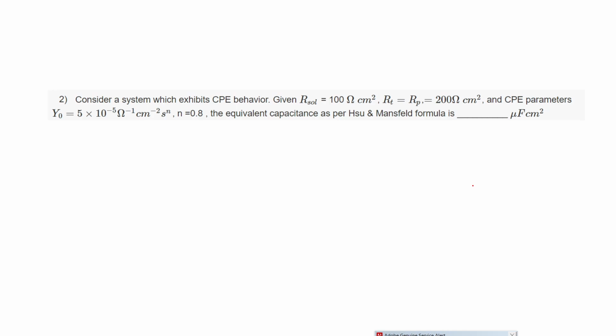So consider a system with CPE behavior. Solution resistance value is 100 ohm centimeter square. RP equal to 200 ohm centimeter square. CPE parameter Y naught is given as 5 into 10 to the power minus 5 ohm inverse centimeter square inverse time raised to n, and n value is 0.8. Suppose to find out the equivalent capacitance as per the Sunde-Mansfeld formula. So what is the formula? Please try doing.